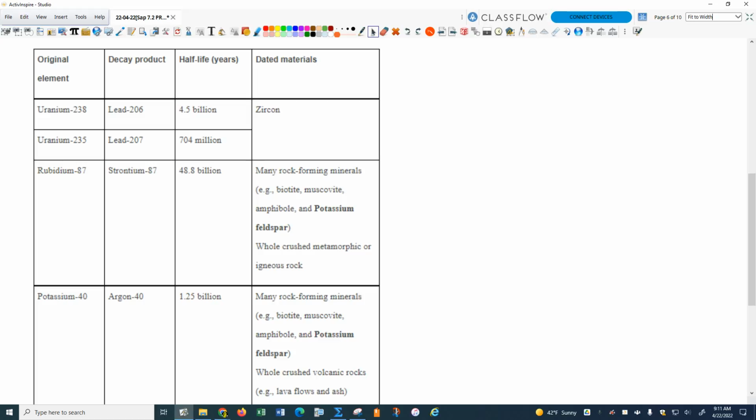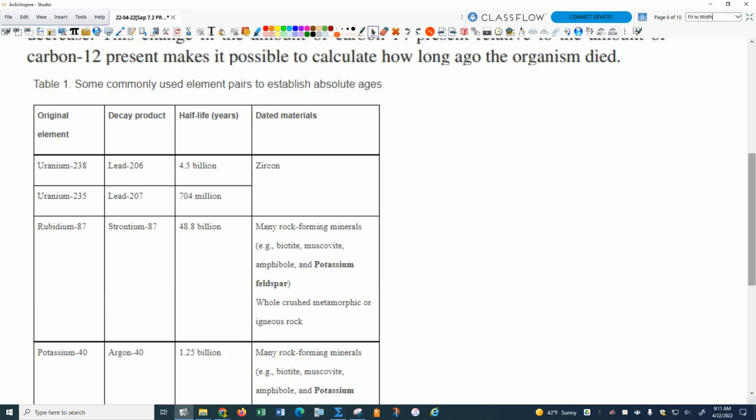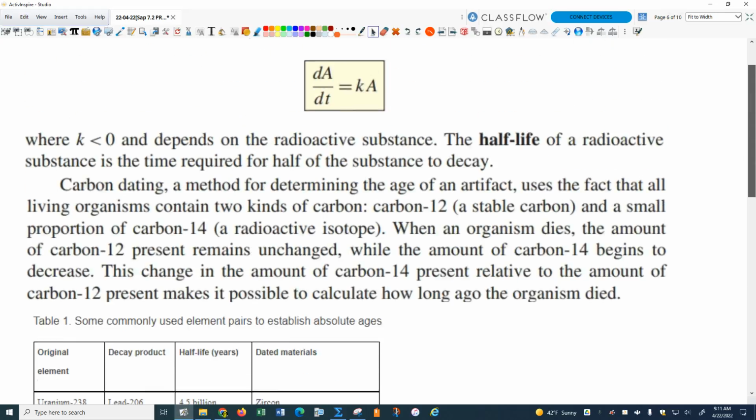Yeah. So you can see though that if you want to go back, the half-life for carbon-14 is 5730, I believe. It's not very long.